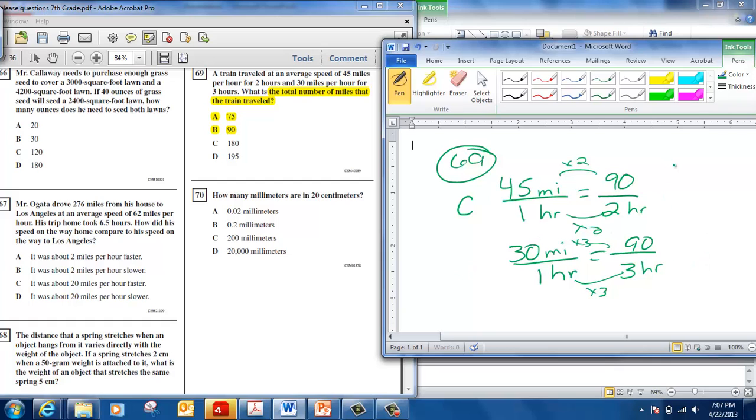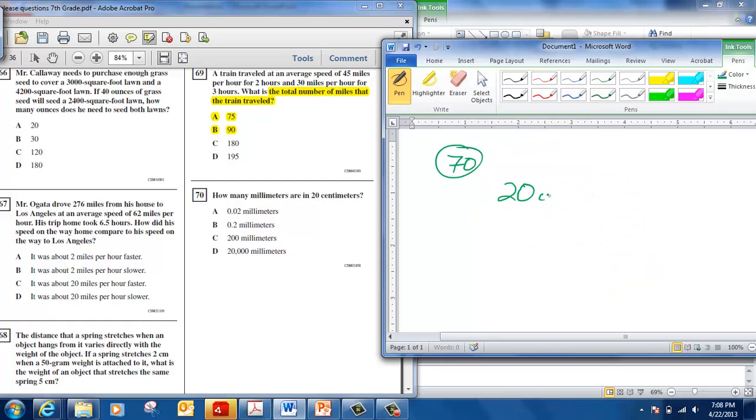And then looking at, let me just go ahead and, so my goal is to go from centimeters, and I want to eventually end up with millimeters. So how I can get rid of this centimeters is I know that for every 1 centimeter, that's going to be 10 millimeters. Okay? So then this divides out, and I'm left with 20 times 10, which is 200.